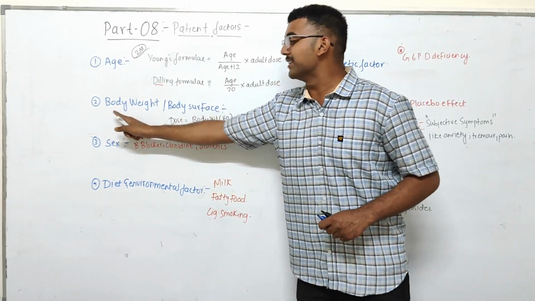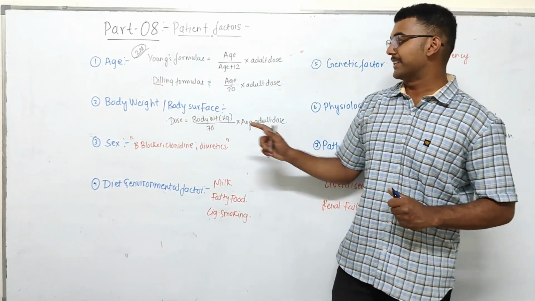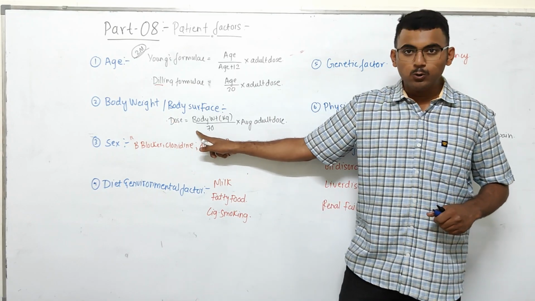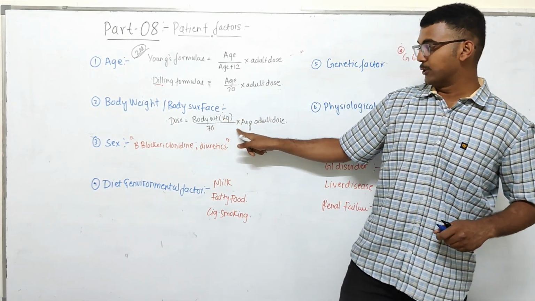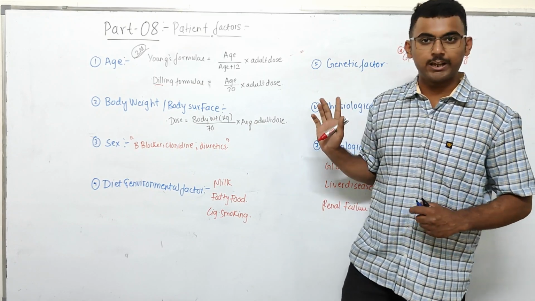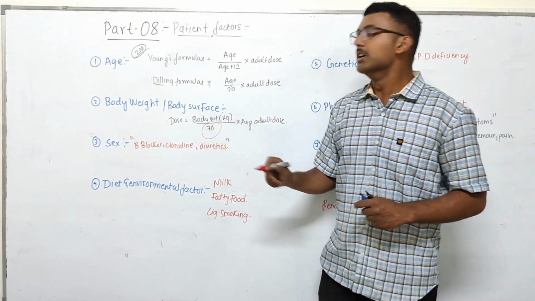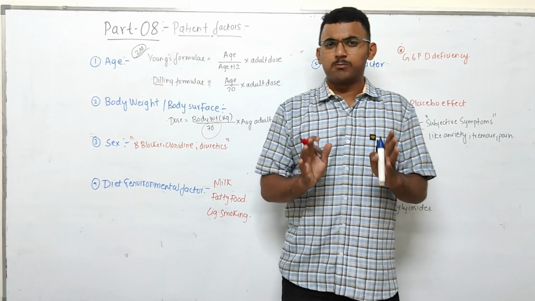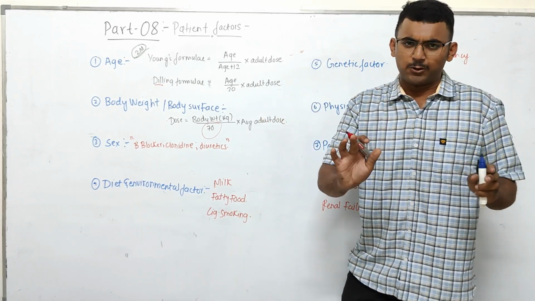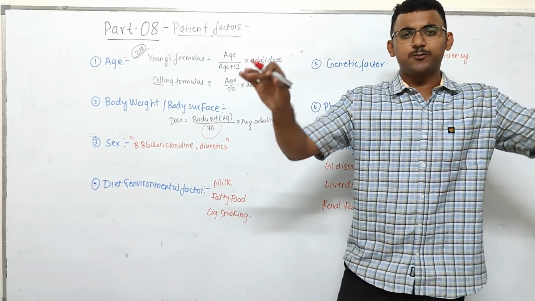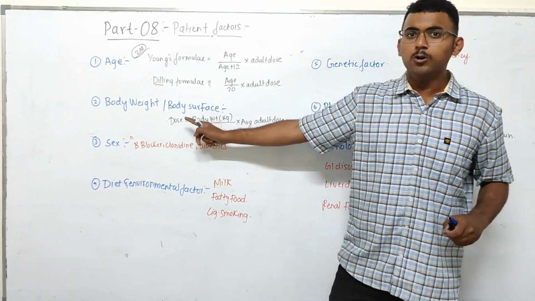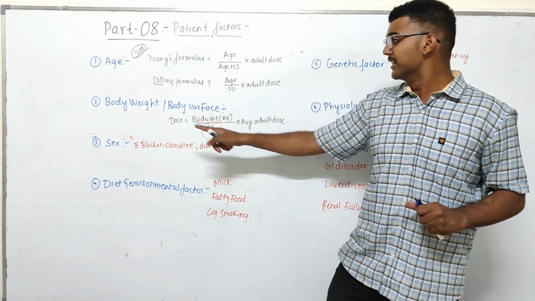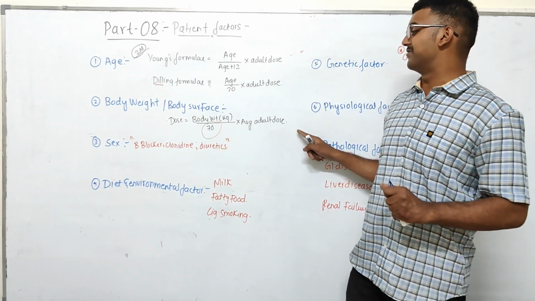And then based on body weight, you have dose is equal to body weight in kgs divided by 70 into average adult dose. Now how to remember the 70? The average weight of a healthy human is 70. The average I'm telling you, not a common one. The average of the human population is going to be 70. So dose is equal to body weight in kg of the child divided by 70 into average adult dose.